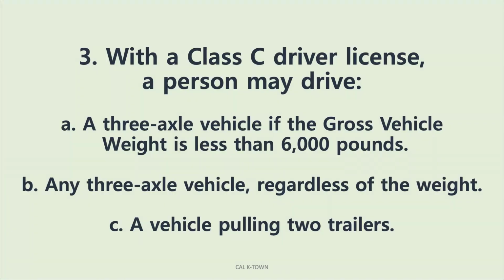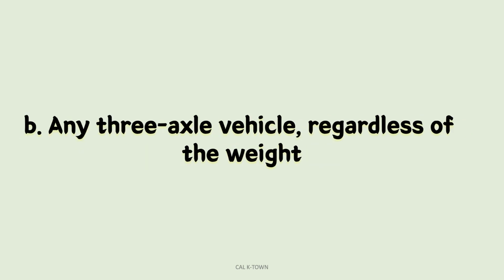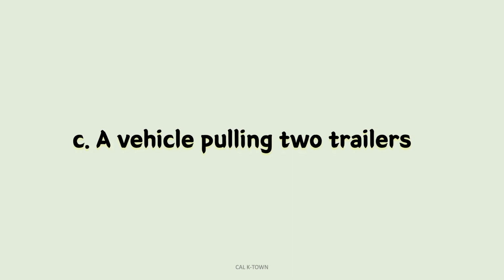3. With a Class C driver license, a person may drive: A. A 3-axle vehicle if the gross vehicle weight is less than 6,000 pounds. B. Any 3-axle vehicle, regardless of the weight. C. A vehicle pulling 2 trailers.